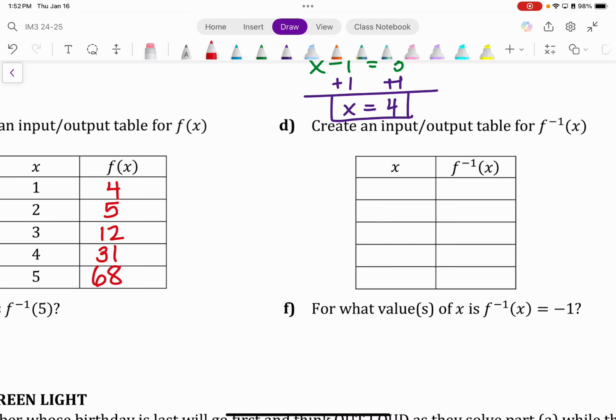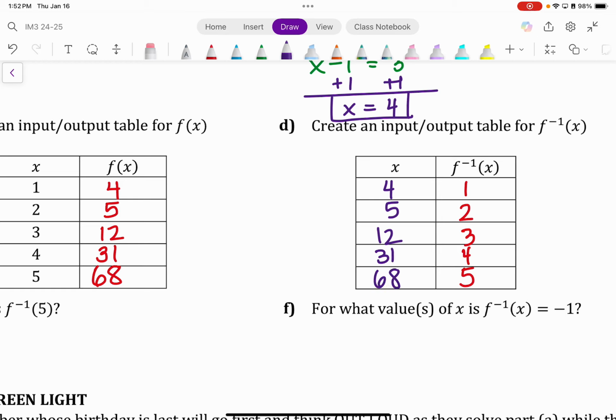Now, lucky for us, we don't actually have to do any calculations because in the last class we discovered that the inverse table is actually the original, but what did we do with the values? We swapped them, right? The x became the y became the x. So we're going to rewrite these columns, but just in separate places. So the x column is going to go under f inverse of x. This will be 1, 2, 3, 4, 5. And then the f of x will go under x. 4, 5, 12, 31, and 68.